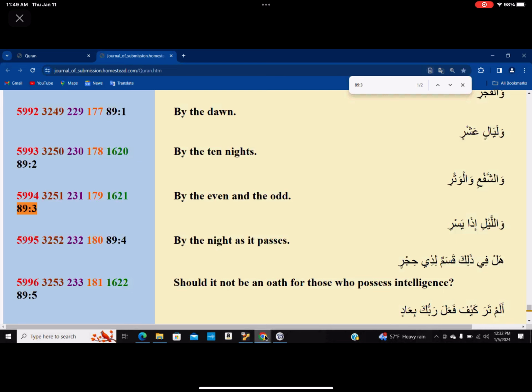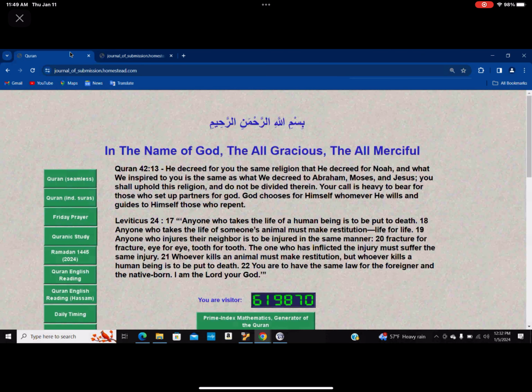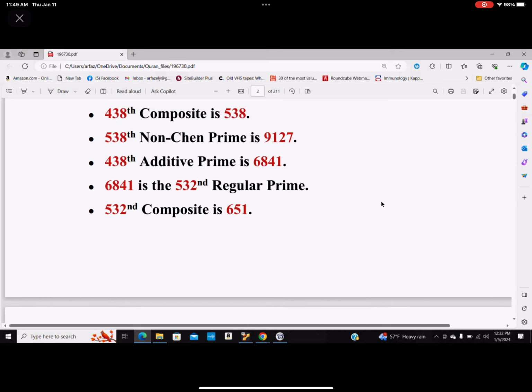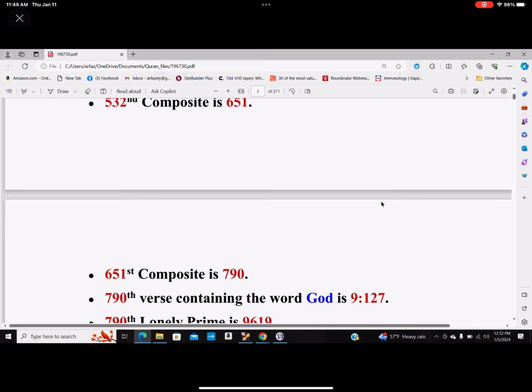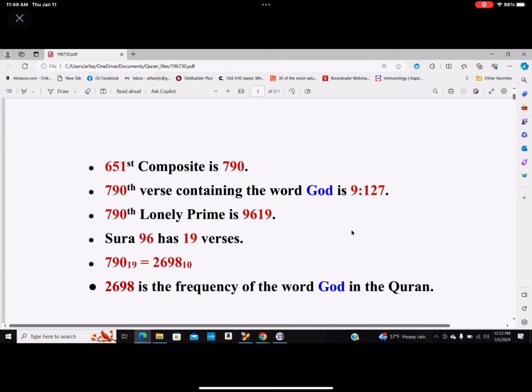Okay. Anyway, so let me go back to it. Okay. So 532nd composite happens to be 651, which then after that 651st composite happens to be 790. 790th verse containing the word God is 9127. 790th lonely prime happens to be 9619, and Surah 96 has 19 verses.